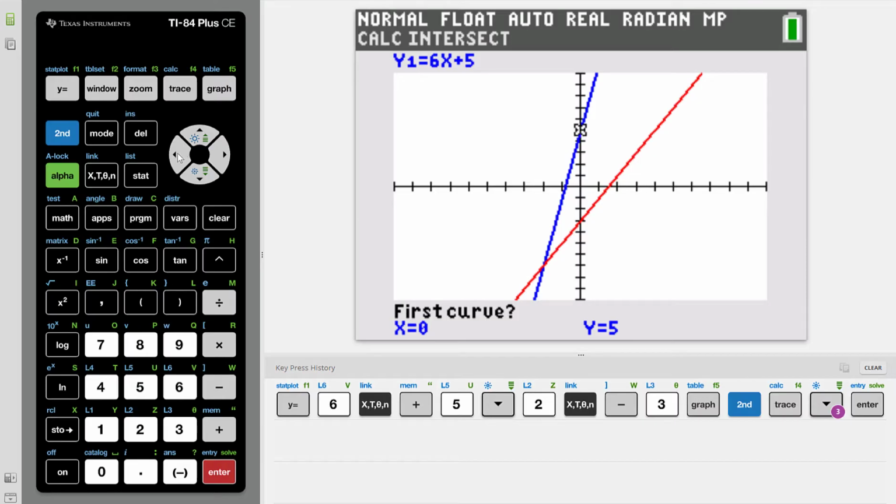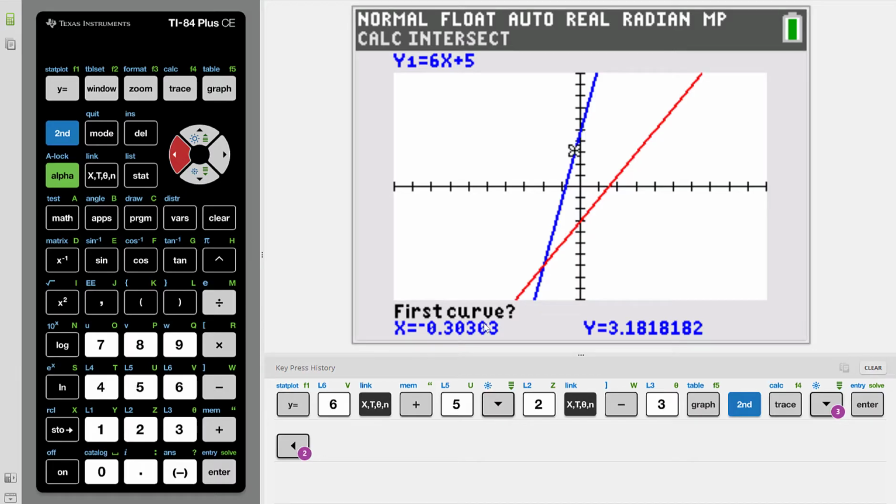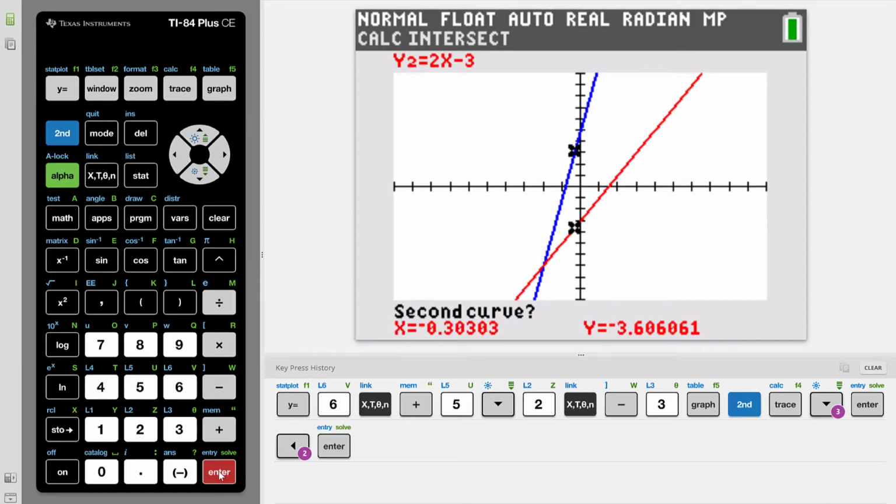We see a flashing cursor on our blue line first, and it says first curve. We're just going to go ahead and press enter. Now there's a flashing cursor on our red line, and it says second curve with a question mark. We're going to press enter. And then it says guess. We're going to go ahead and press enter again.